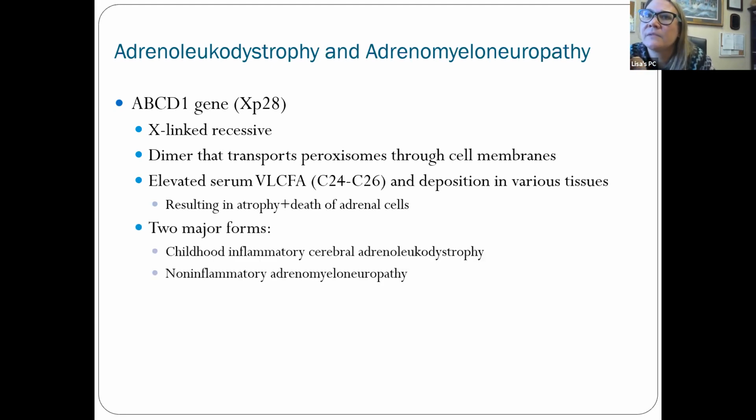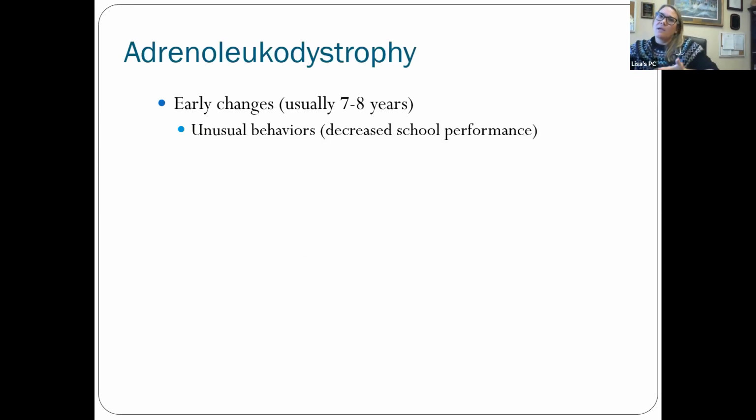There's two major forms. There is a childhood form that has more cerebral issues, and then there's an older age non-inflammatory form. So with adrenal leukodystrophy, the textbook clinical vignette is a 7 or 8 year old that presents with unusual behaviors, but a lot of times it's decreased school performance or maybe misdiagnosed as ADHD. I've seen a couple of patients that had a diagnosis of ADHD and then went on to be diagnosed with adrenal leukodystrophy.